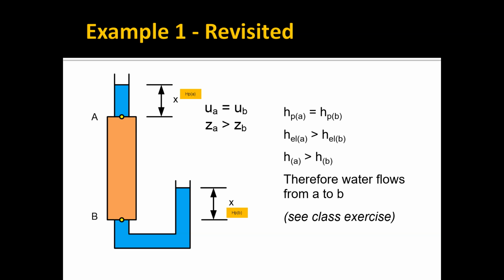Now let's look at the elevation head. Before I do that, I have to define a datum. Let's mark our datum. So we're going to make an arbitrary datum down here. So this would be the elevation head of point B. And then looking over here, this distance would be the elevation head at point A.